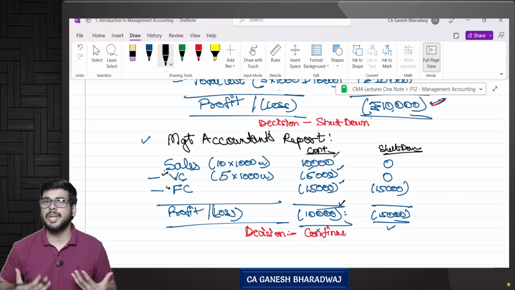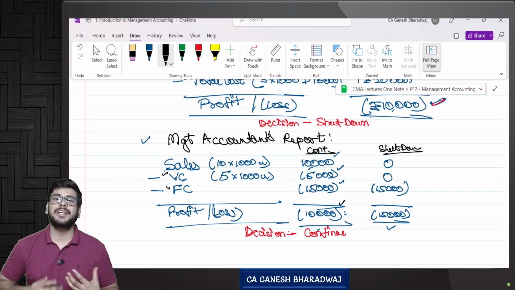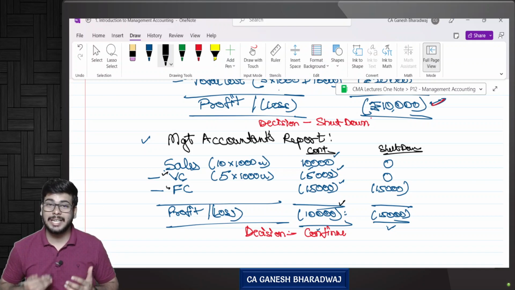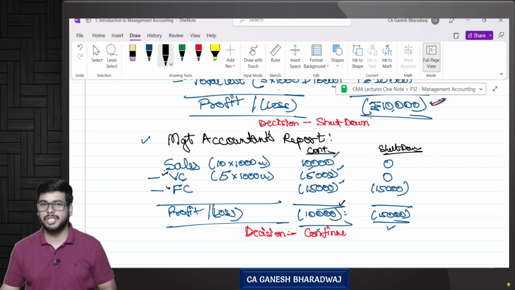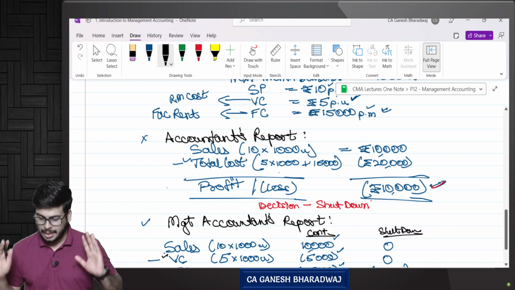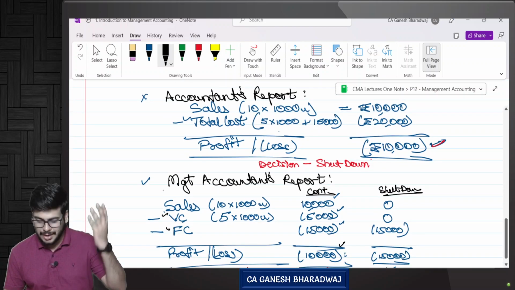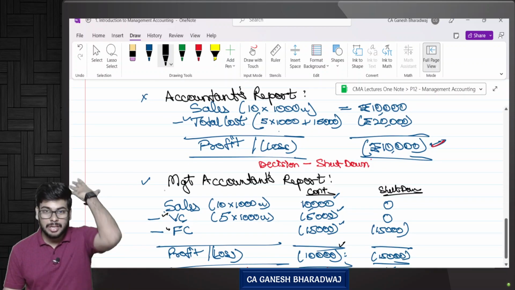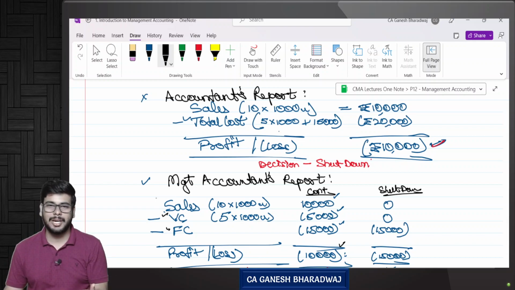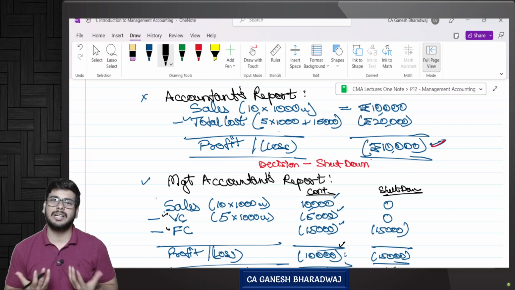So now are you able to understand how the management accountant was able to convince the managing director to take a proper decision? Just imagine, suppose he had listened to the accountant and said, okay, let us shut down. In that case, you would have incurred a loss of 15,000. Whereas if he had continued, you would have incurred a loss of only 10,000. Extra 5,000 at least he could have prevented. Are you clear with this? This is where management accounting comes in.